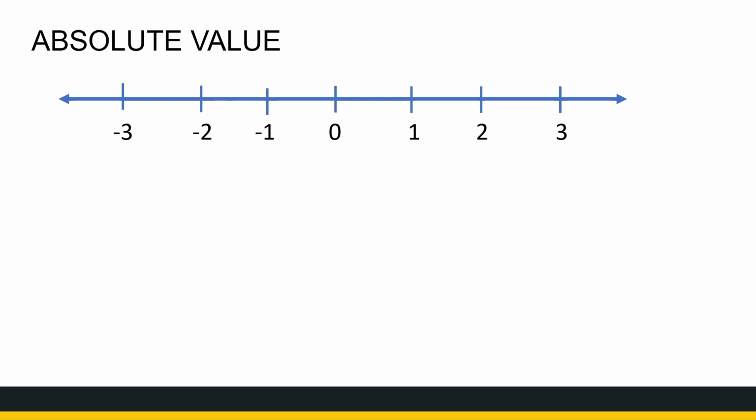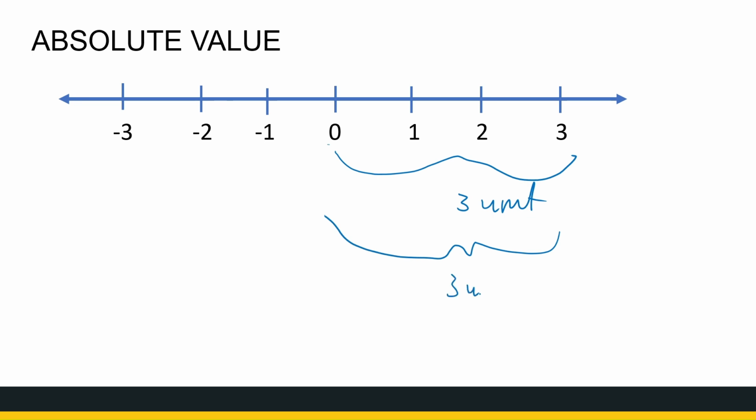If I look at the absolute value function, we can think of it as distance. How far is it from 0 to 3? Well, it's 3 units if I have to travel from 0 to 3 on a number line. But if I have to travel backwards from 3 to 0, it's also 3 units. It's not exactly the same, because the one takes me in that direction and the other one takes me in that direction.